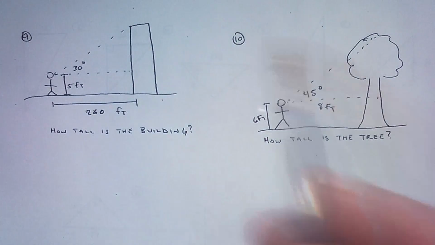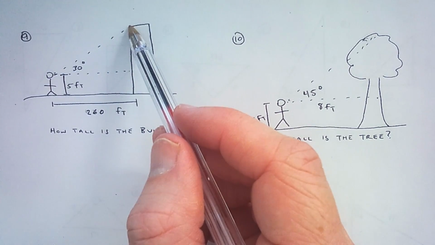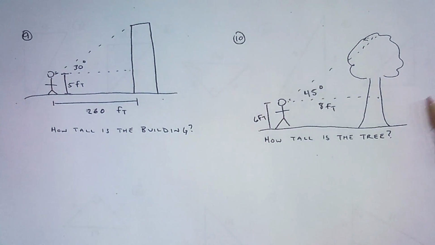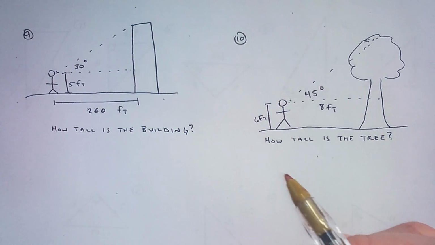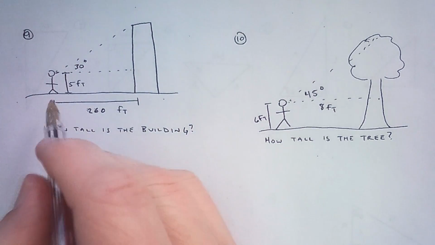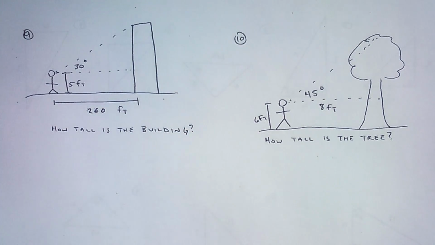Now here we have a person looking up toward the top of this building, clearly not drawn to scale. From the ground to eye level here is 5 feet. The person is standing 260 feet from the building. How tall is the building?